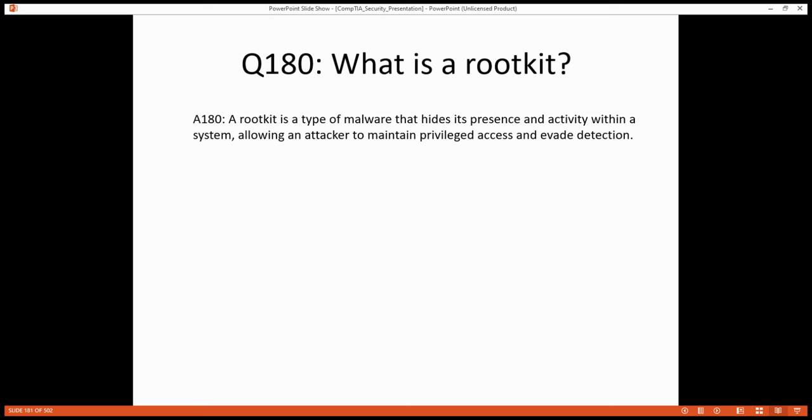Q180. What is a rootkit? A180. A rootkit is a type of malware that hides its presence and activity within a system, allowing an attacker to maintain privileged access and evade detection.